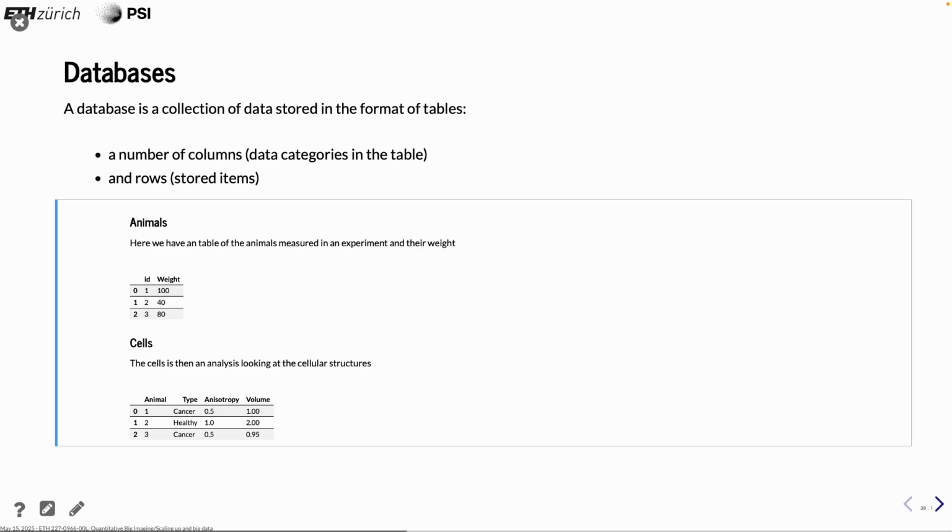So let's continue. Now I'm switching to focusing more on the data. So it's about databases. We have seen already that you can work with data frames to organize your data.